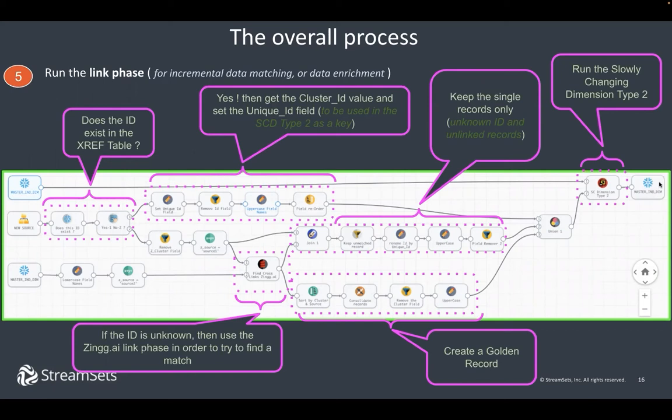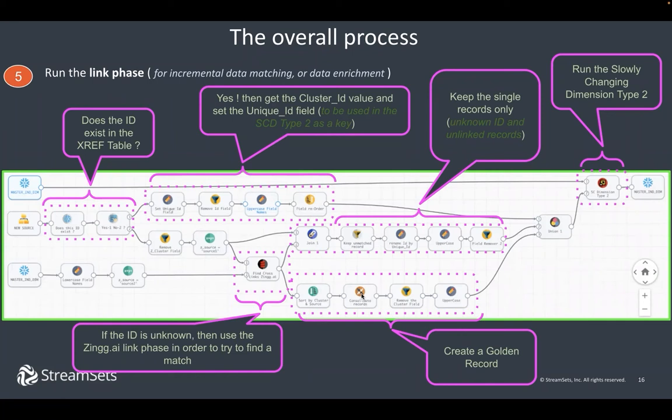Otherwise, if I cannot find it in my cross-ref, then this is where the added value of Zingg is coming. So that bit, I will try to match this new record. Since I was not able to match it to my cross-ref, I will try to match it using some identity resolution techniques. So I read it from the same master again and try to, if there is a match, then I consolidate, I create a golden record.